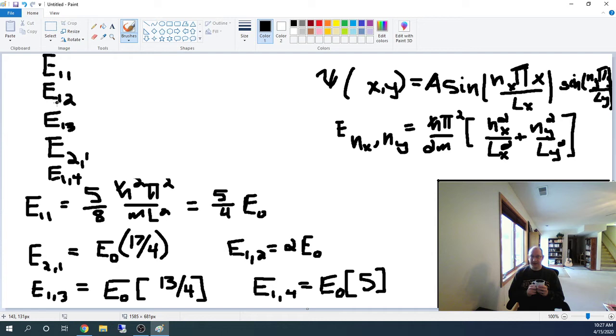That's a 3D one. That's an example from a multi-dimensional box, at least.